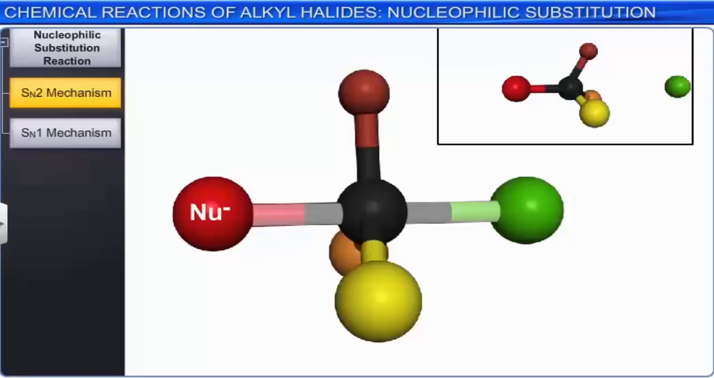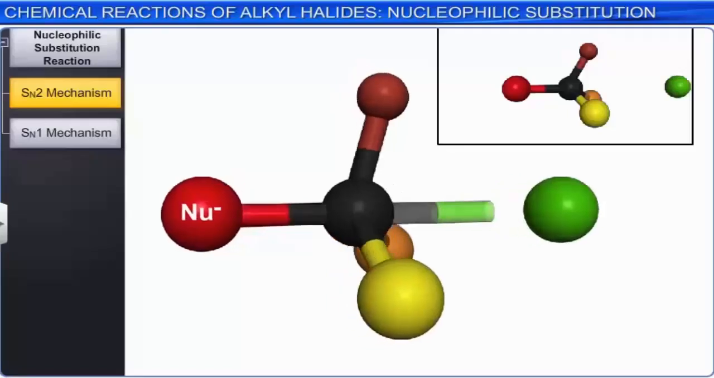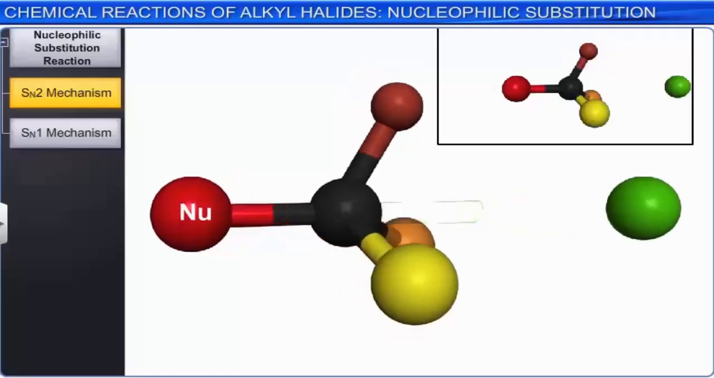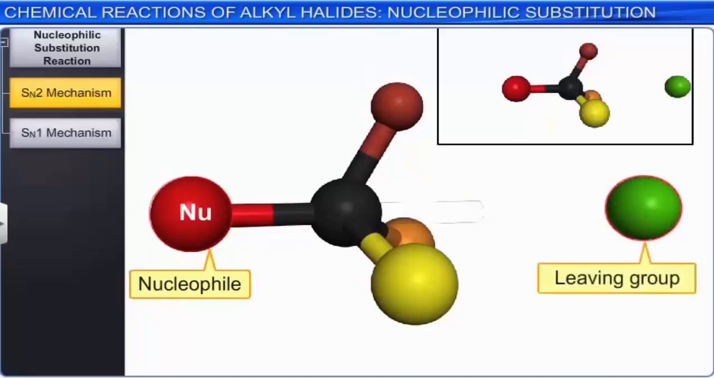That is a one-step mechanism, because the new bond between the nucleophile and the carbon atom forms at the same time as the carbon-halogen bond breaks, as shown in the pentacoordinate transition state. Since the carbon atom is bonded to 5 atoms, the transition state is unstable and hence cannot be isolated. As the bond between the nucleophile and the carbon atom forms, the bond between the carbon and the leaving group weakens. The nucleophile essentially pushes the leaving group off the carbon atom.